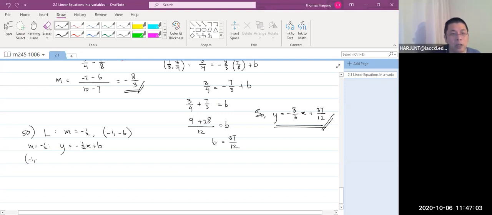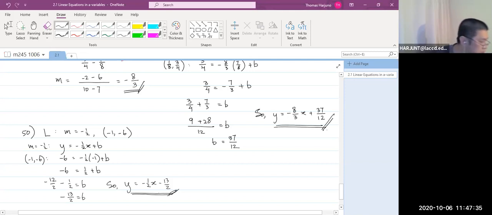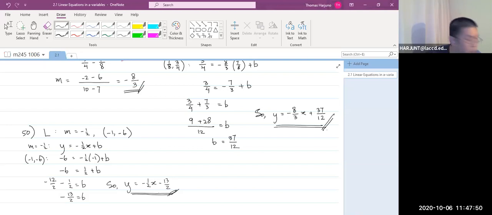Now I plug in the coordinates -1, -6. So -12 over 2 minus 1/2 equals b. -13 over 2 equals b. So the equation of the line is y equals -1/2 x minus 13 over 2. Now from here, if you want to do the textbook questions, find the 3 additional points. You can just plug in x equals something to get the y's.